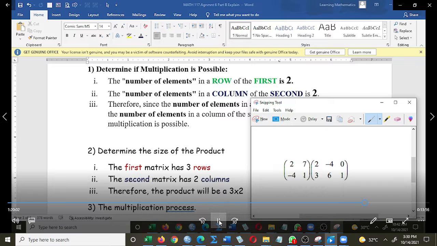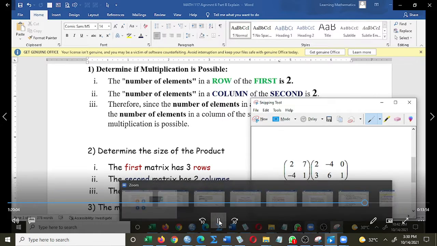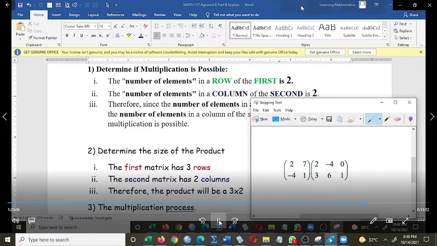Is multiplication possible? Yes, sir. Why? Let him speak. Yes, Darren, I know. The row of the first has two elements, exactly, one, two.